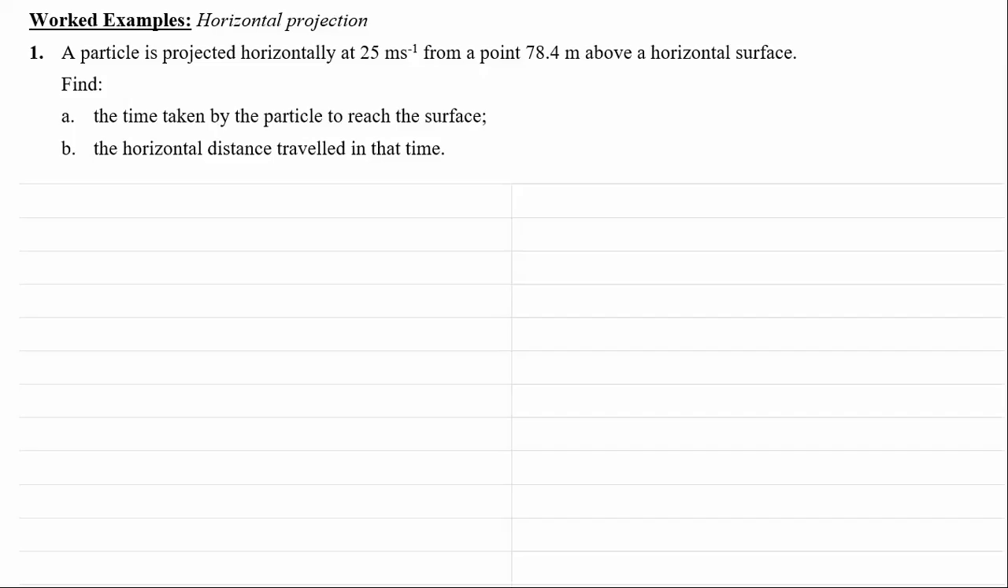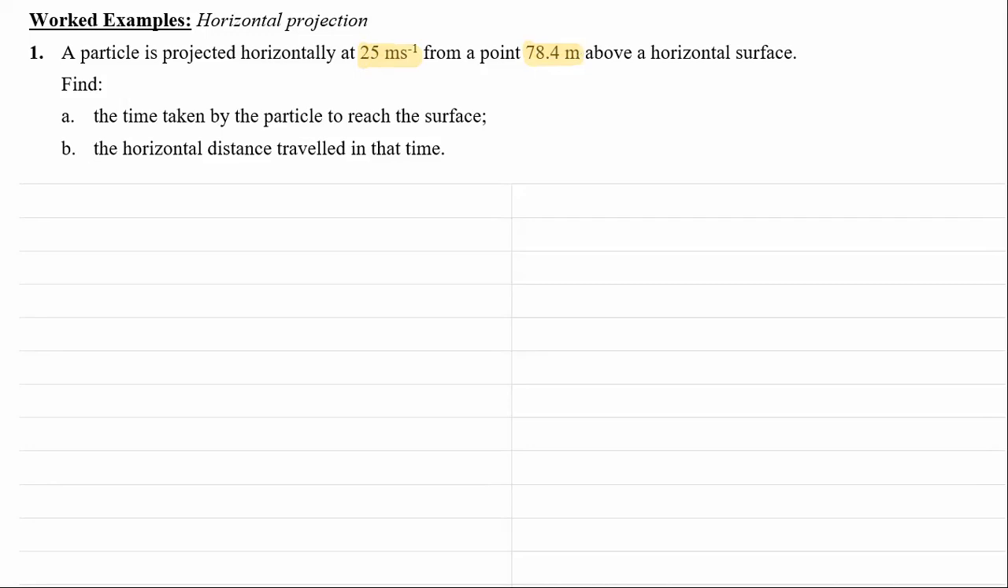So worked example 1, we are asked to find the time taken for a particle to reach a surface when it's projected horizontally at 25 meters per second from a height of 78.4 meters. And then we have to find the horizontal distance it's traveled.